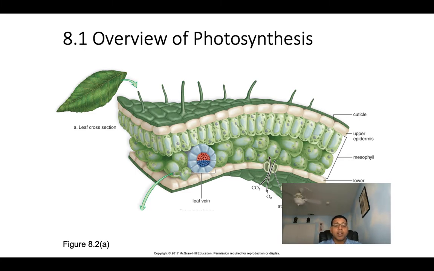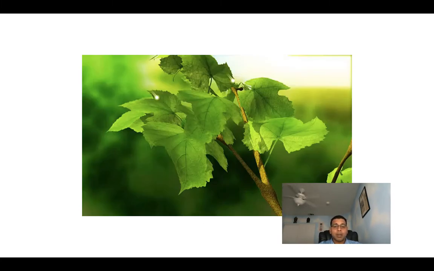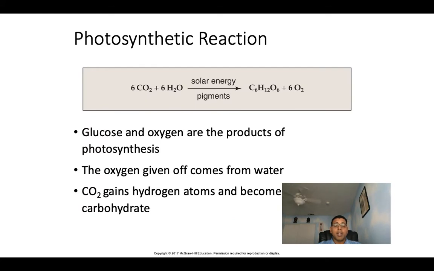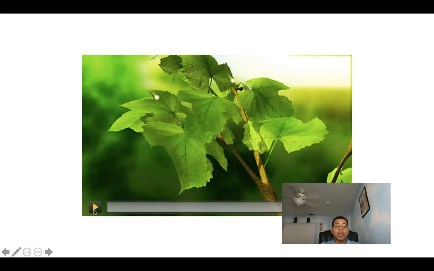So here we can see the photosynthetic reaction right inside of here. Here in this photosynthetic reaction, we can appreciate how 6 carbon dioxide and 6 water will react along with solar energy and with the various pigments we saw to help form C6H12O6, which we said is glucose, plus 6 oxygen molecules. So let's jump back here and let's watch this short video.